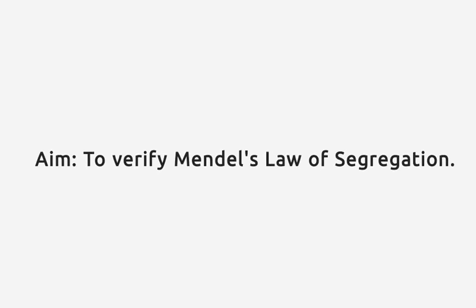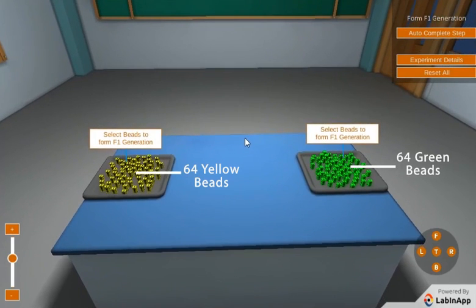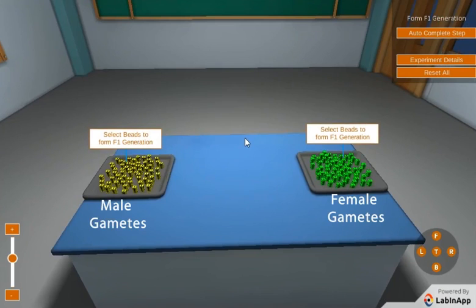Aim: to verify Mendel's law of segregation. Put 64 yellow beads in one beaker or petri dish and 64 green beads in the other to represent, respectively, male and female gametes. Let the yellow bead be indicated by Y and the green bead by y.